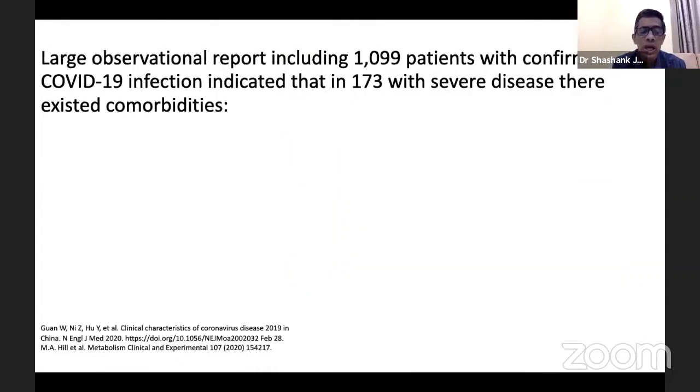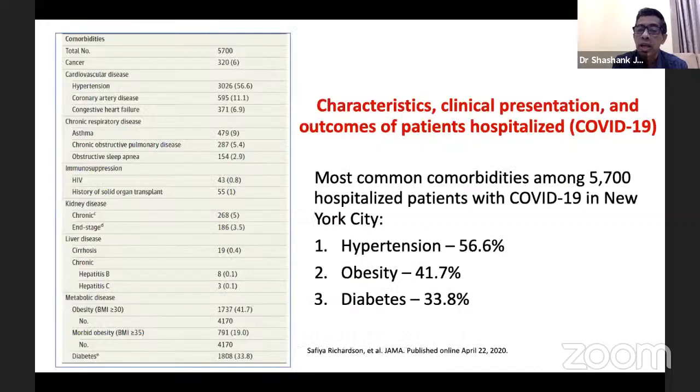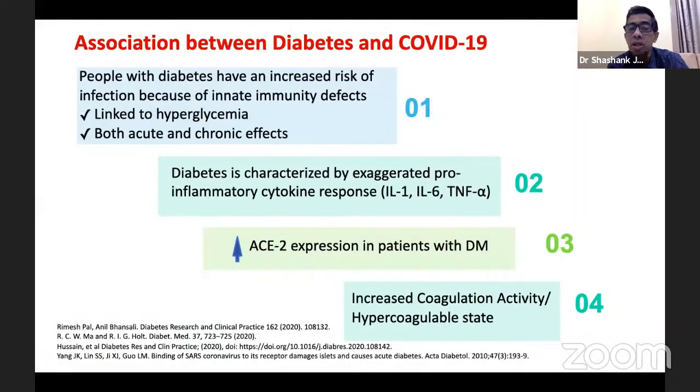And then we got this large Chinese database to show very clearly that hypertension was number one, diabetes was number two, and obesity was number three. That is what they showed: obesity, hypertension, and diabetes as a deadly trio. And this so-called trio clearly had data to show that diabetes and COVID were strongly linked.